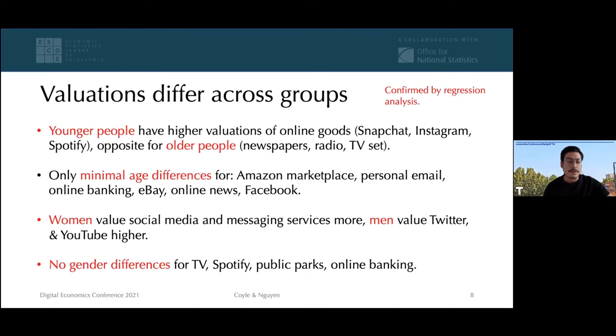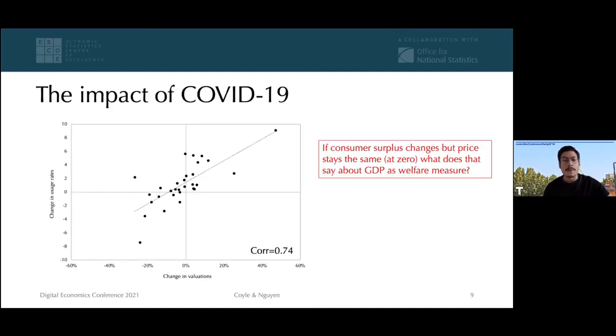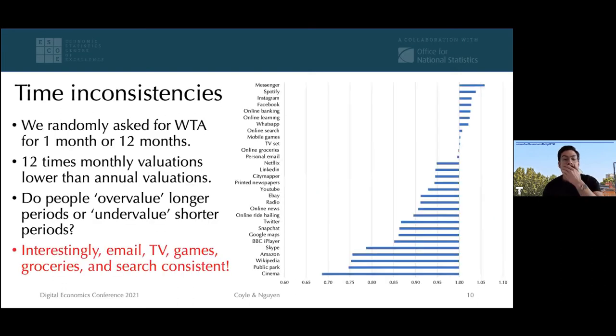We have individual characteristics, so we work out really interesting differences across age groups, gender, income, and regions as well. All of those are in the paper. We look at the impact of COVID and how that has changed things. And then we found two issues here. One is time inconsistency: if you multiply the monthly valuations by 12, you don't really get to the annual valuations, which is an interesting thing to bear in mind.